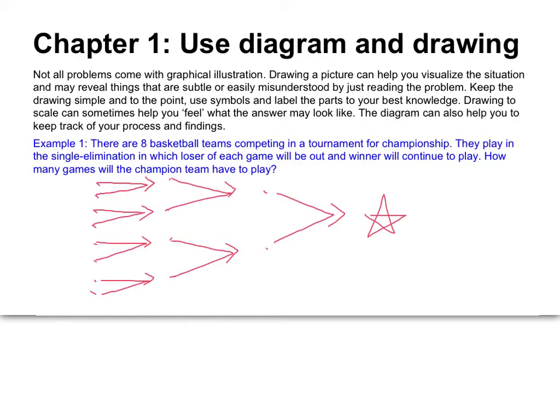So do you see that in this problem, we use a very simple diagram to illustrate that there are 1 round of game, 2 rounds of game, and 3 rounds of game. Whichever team the champion team is from the original teams here, they're going to play 1 game here, 1 game here, and 1 game here. So the answer to this problem is the champion team has to play a total of 3 games. So that's the answer.